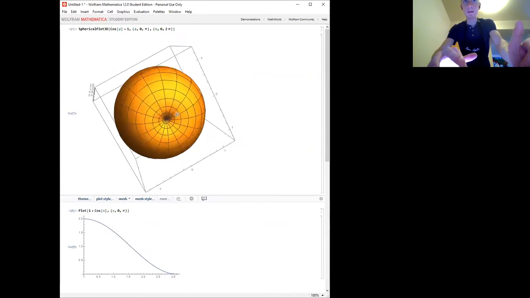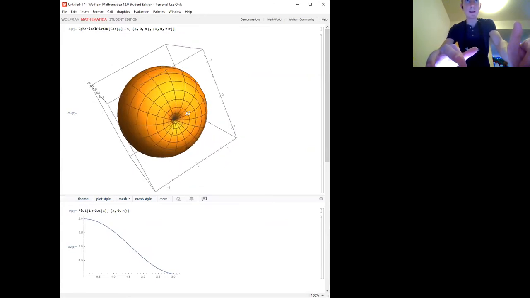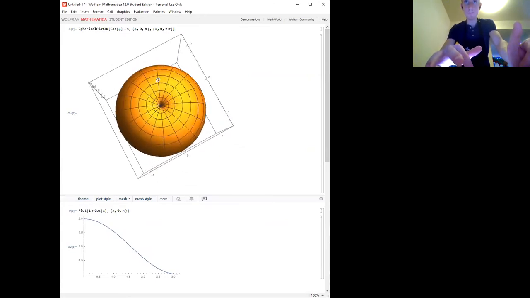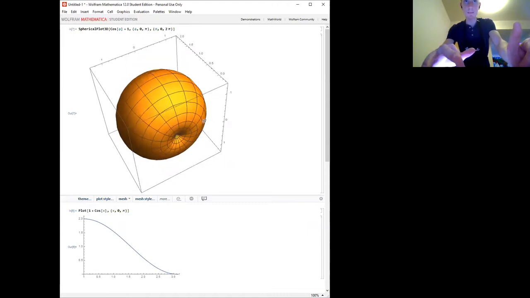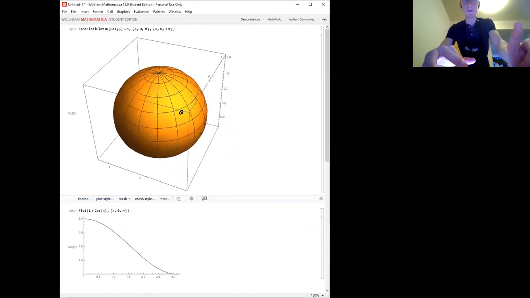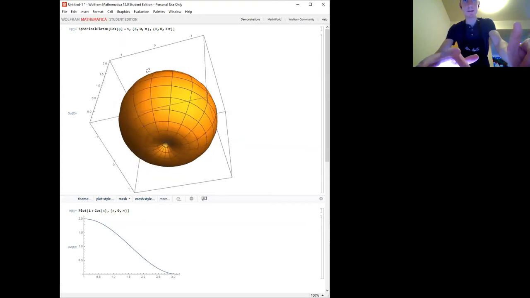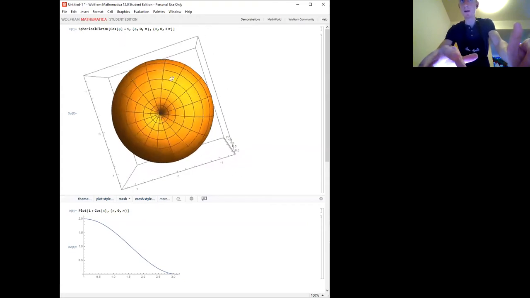So this little divot here, this divot is at the bottom. And at the top, it's totally smooth. So it is kind of like an upside down peach, you might think.